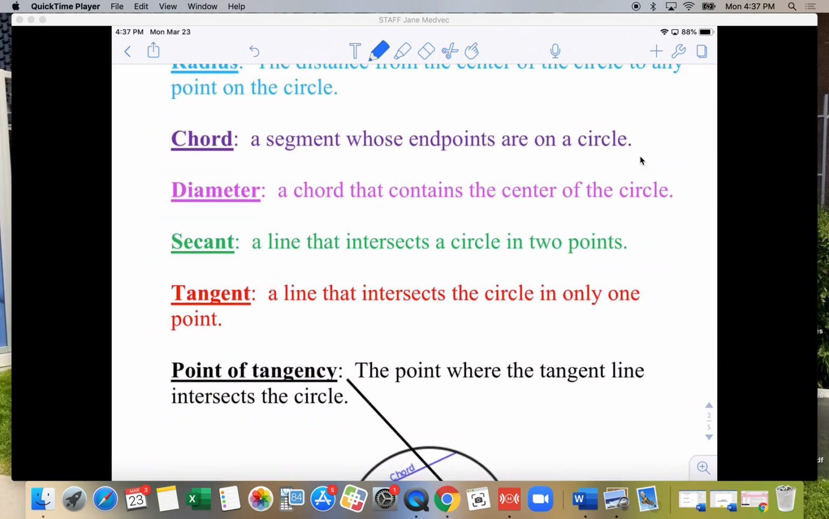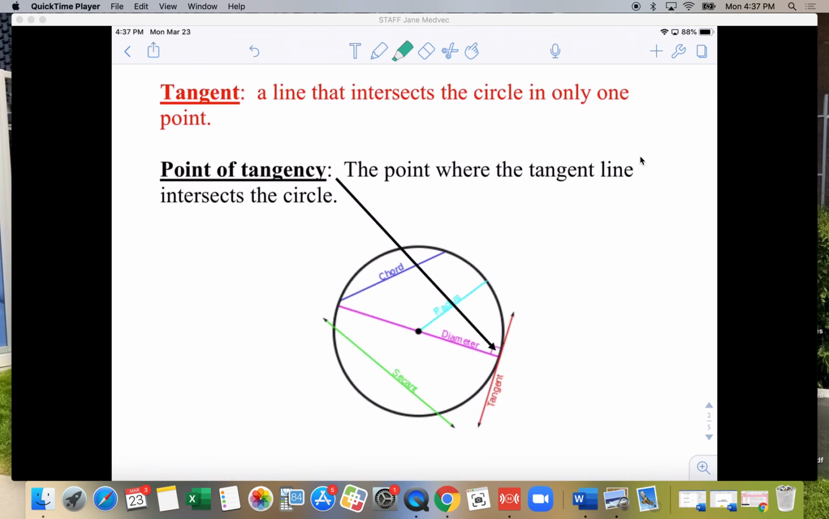Now let's take a look at the next definition. It's the diameter. A diameter is just a fancy type of chord. The beginning point and the ending point of the line segment are on the circle, but it goes through the center of the circle. Down here in the pink, you have the diameter. You've got the start on the circle, the stop on the circle, and it goes through the center of the circle.